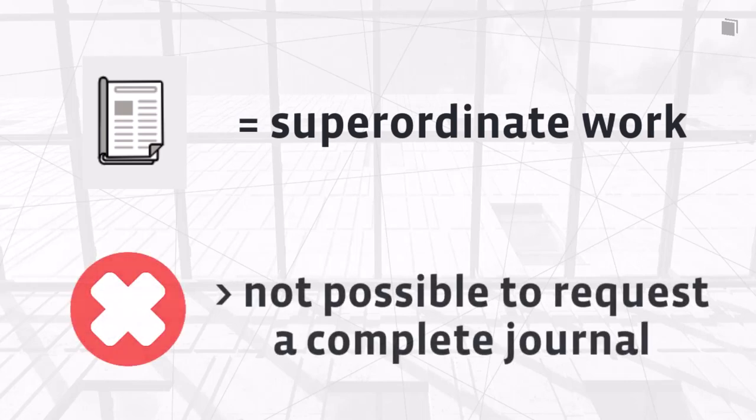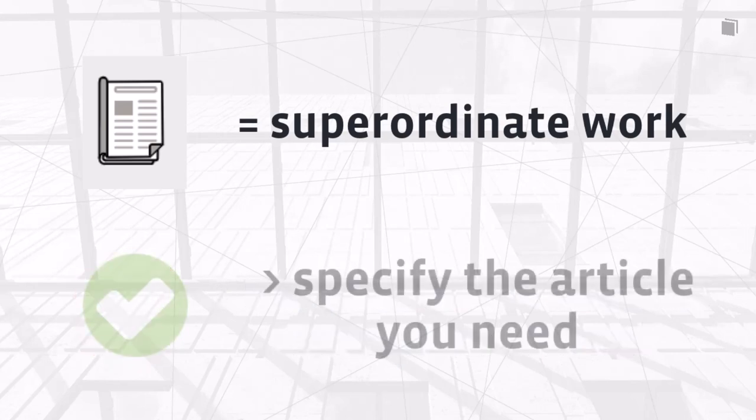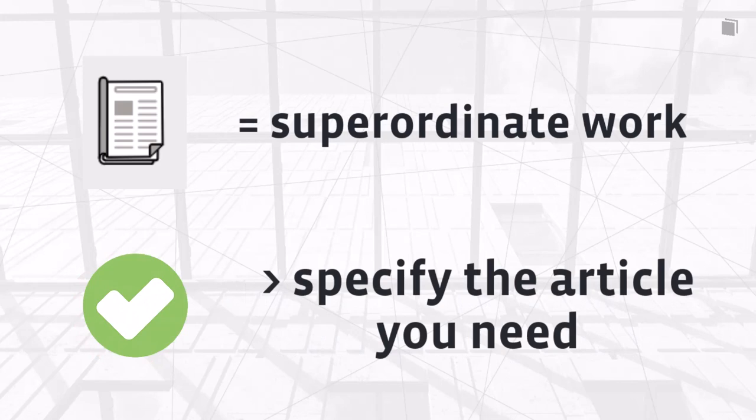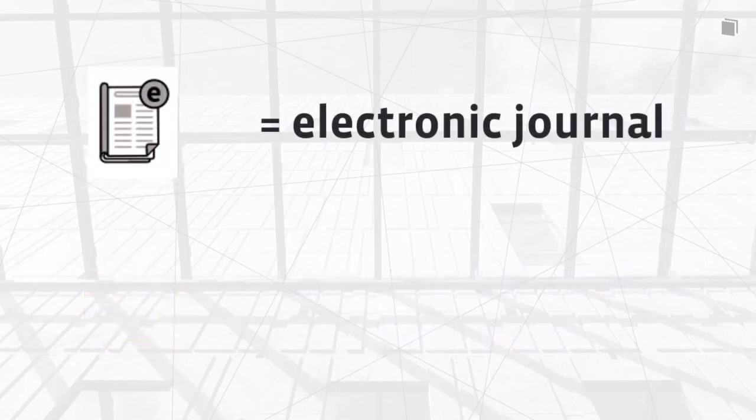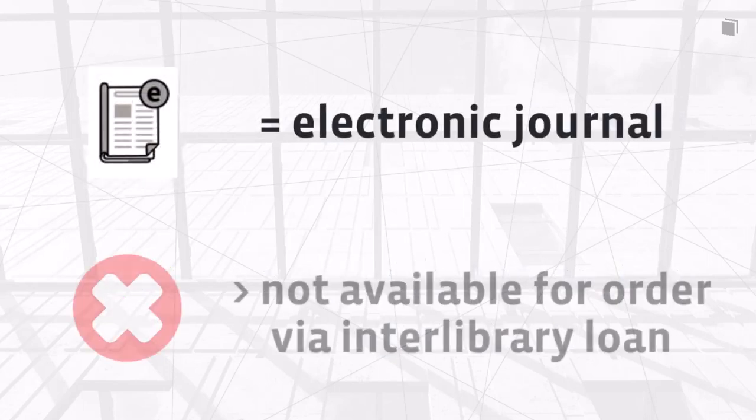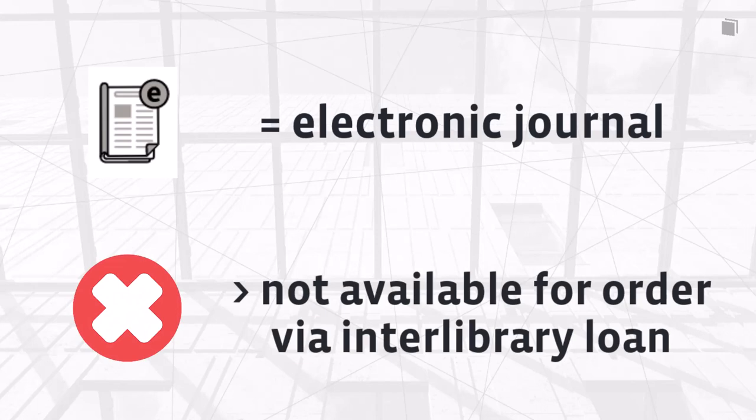As a rule, it is not possible to request a complete journal via an interlibrary loan. Here, you should always specify the article you need, which you can then order and keep forever as a copy. This is the symbol for electronic journals. Please note that you cannot order articles from electronic journals or electronic journals in general via the Interlibrary Loans service.